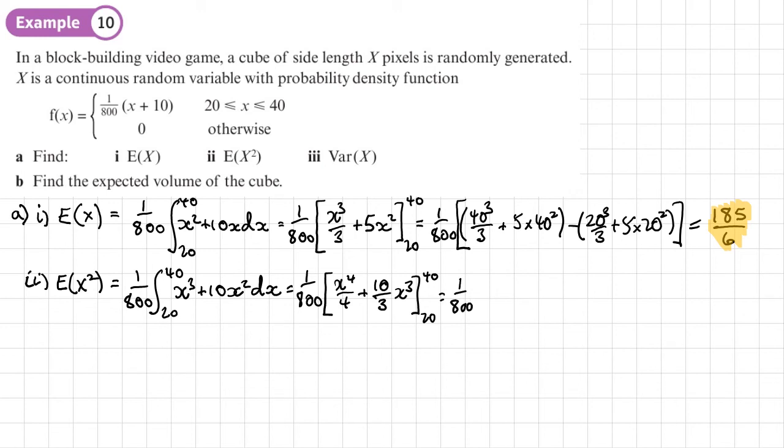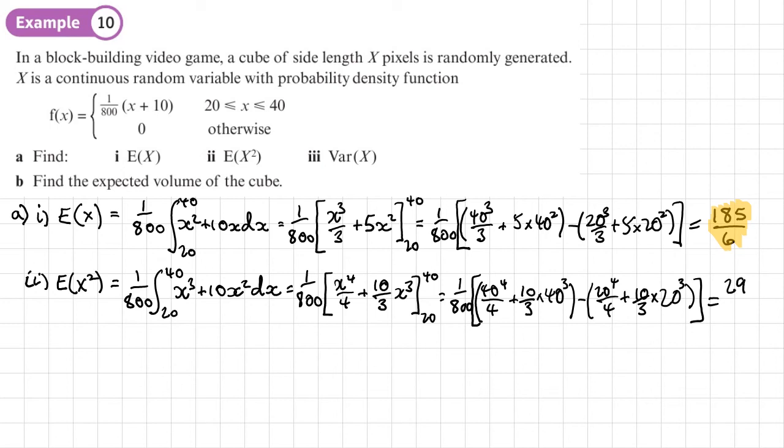So now what we'll do is we'll do our substitution. So that will be 40 to the power 4 over 4 plus 10 over 3 times 40 cubed, and then we'll subtract 20 to the power 4 over 4 plus 10 over 3 times 20 cubed. And I've got the right sign here this time, so let's work out what that gives us. And we get 2,950 over 3.